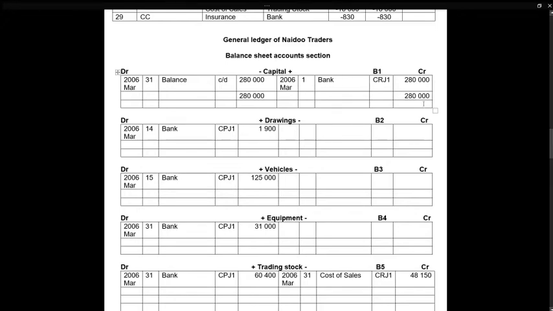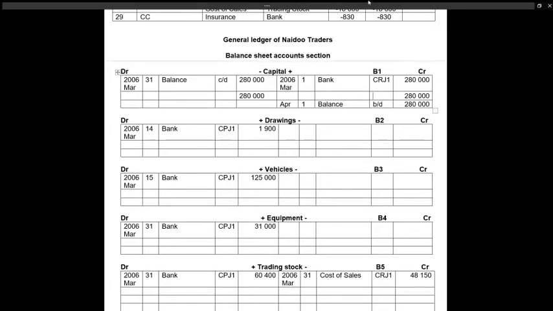My new opening balance will be 280,000 Rand. Opening balance folio is always brought down. Details will be balance. First day of the new month, which will be April. I'm still in the same year, so I'm not going to write the year again. Okay, we should technically have lines here. I'll just show you. Where am I now? Should technically look something like this.